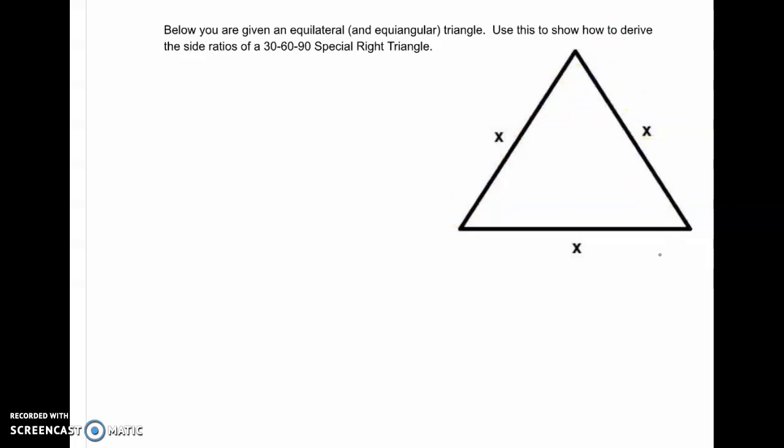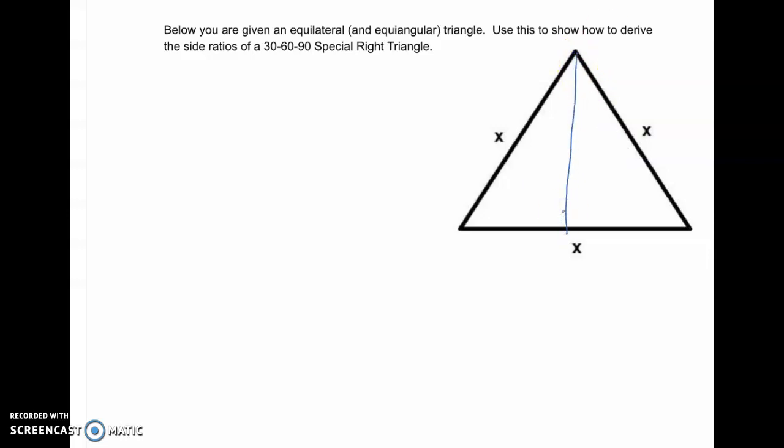So from there, it is asking us, use this to show how to derive the side ratios of a 30, 60, 90 special right triangle. So in this situation, what we can do is we can draw an altitude that goes down the middle. Let me draw a better one.